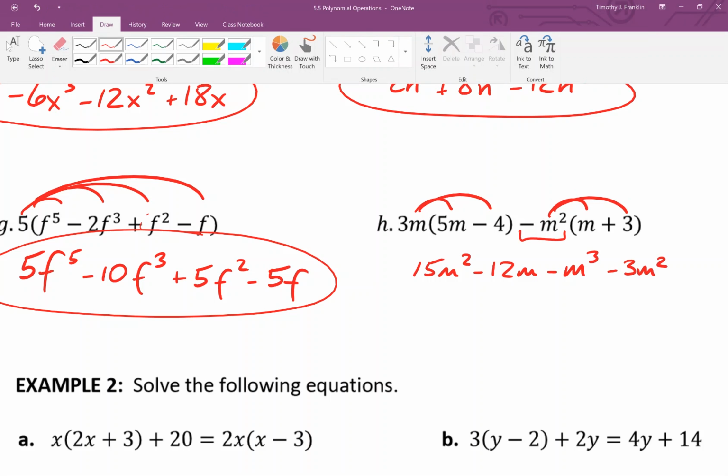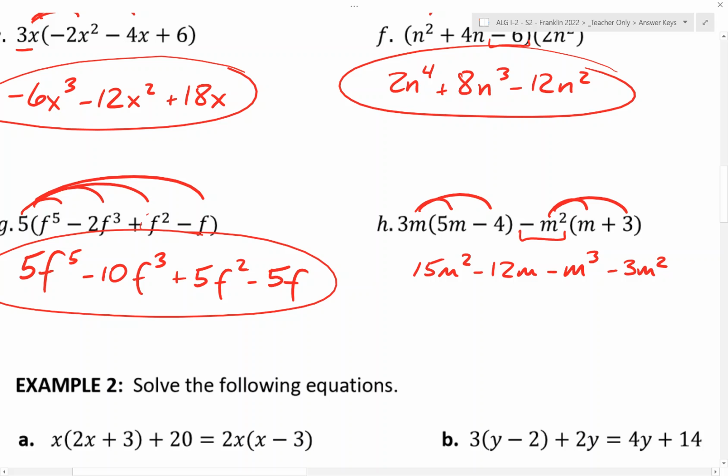And then you want to check for like terms. We've got a 15m squared and a negative 3m squared. And while we're at it, we might as well put this in standard form. So our first term is going to be the biggest degree. That's that negative m cubed. Next comes our m squared term. So 15m squared minus 3m squared is 12m squared. We've done that, and that. Now we've just got minus 12m, and we're done.